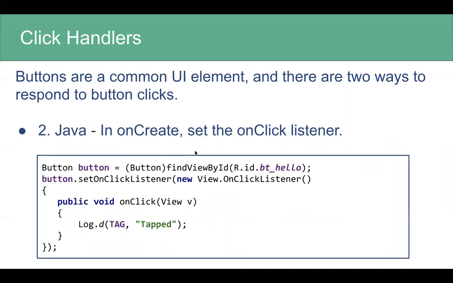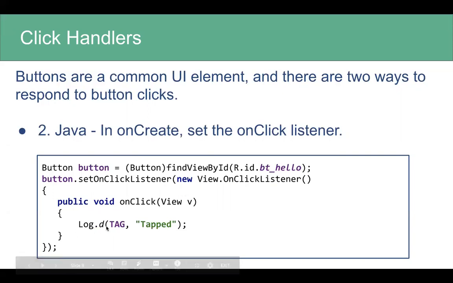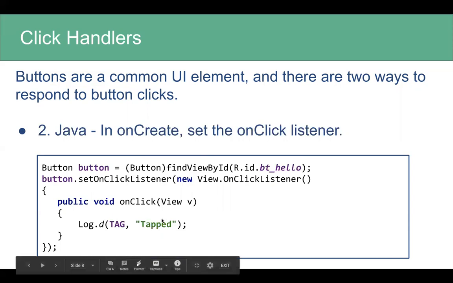You can do the same thing via code as well. As you can see over here, there is a button which I have fetched and cast to my button variable using findViewById. I have set an on-click listener on this button such that when I click the button, I log in my debugger that I have tapped this button, printing out tapped to the console.